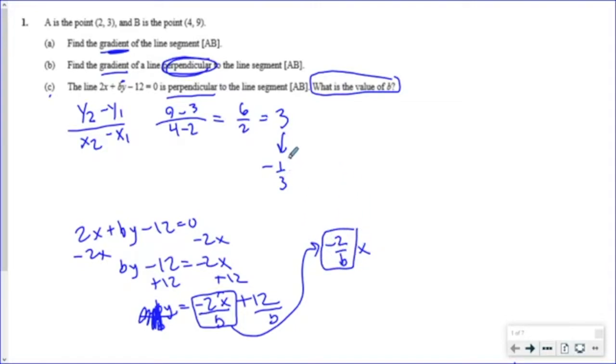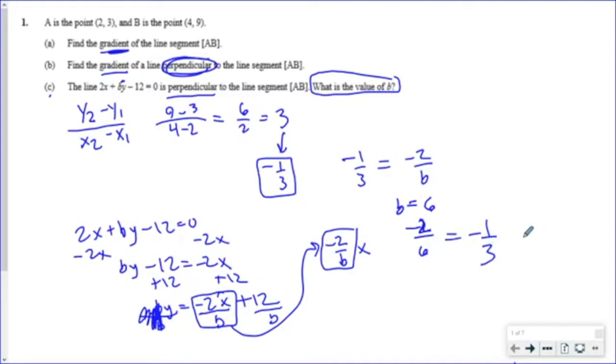If they tell me that my perpendicular slope is supposed to be negative 1 over 3, then I know negative 1 over 3 has to equal negative 2 over b, because it's my perpendicular slope. What value of b will give me negative 1 third? Let me get a calculator. Oh, okay, it's 6. b equals 6, because negative 2 over 6 equals negative 1 third. There you go.